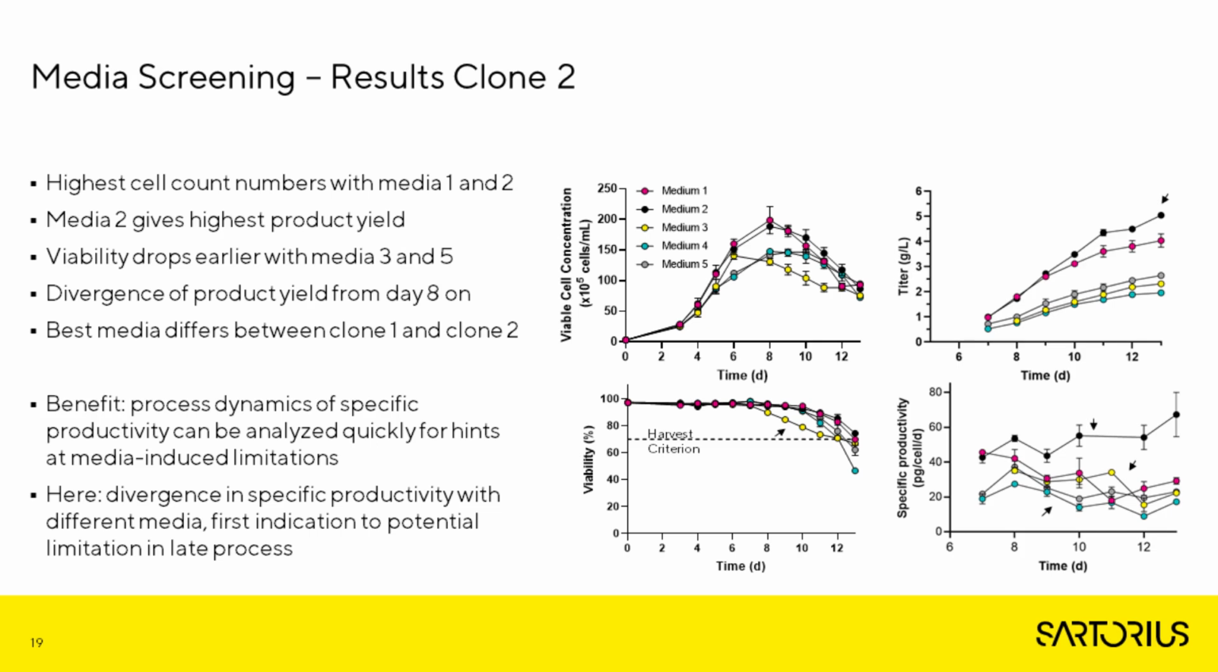So when we have a look at the results we got for clone 2, it is evident that the highest cell counts could be achieved with media 1 and 2, and the data also reveal that viability drops earlier for media 3, 4, and 5, suggesting that this clone seems to feel more comfortable in media 1 and 2. And talking about product concentration, there is an obvious divergence from day 8 on with media 2 giving the highest yield. But all in all, it seems like the best media differs between clone 1 and 2, since we saw that for clone 1, media 5 was the way to go, and here we would have media 2.